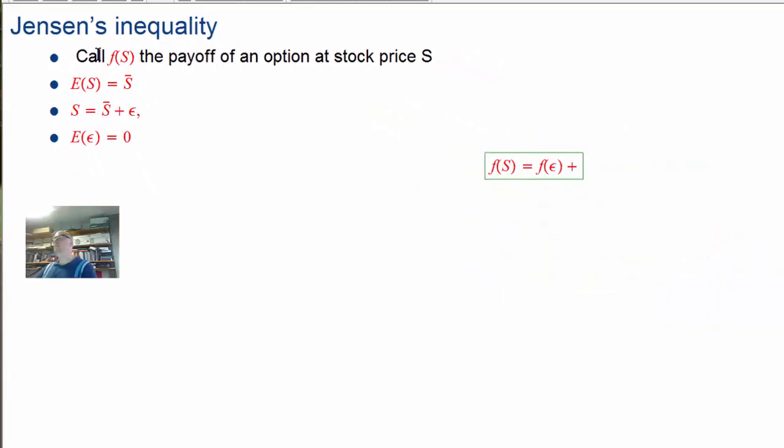And we're going to call f of S the payoff. We're looking at Jensen's inequality here, out of chapter 4. We're looking at f of S to be the payoff of an option with a particular stock price. So the option could be a call or a put. And to examine this payoff, I'm going to write the payoff function as its Taylor expansion, expanding it about S bar.